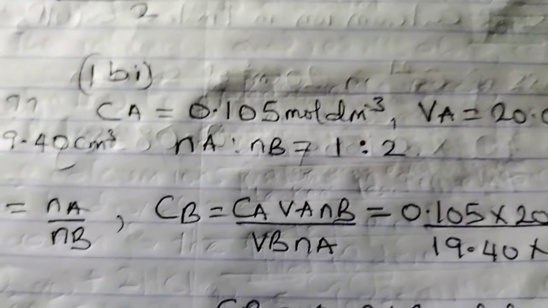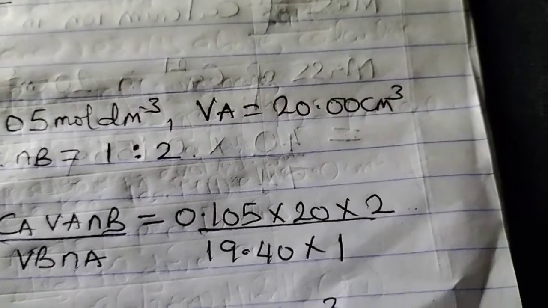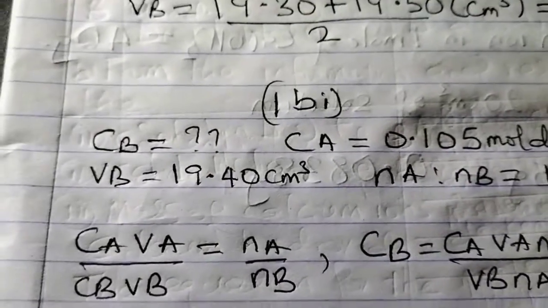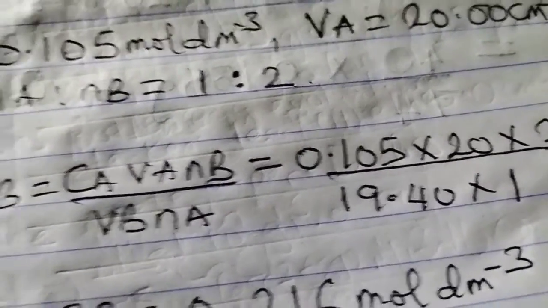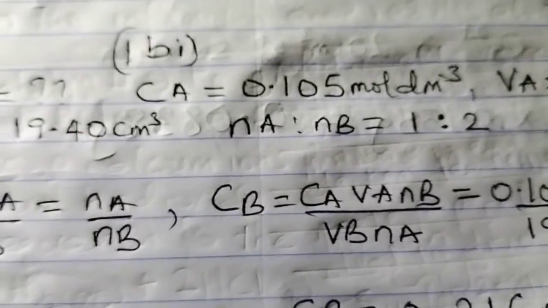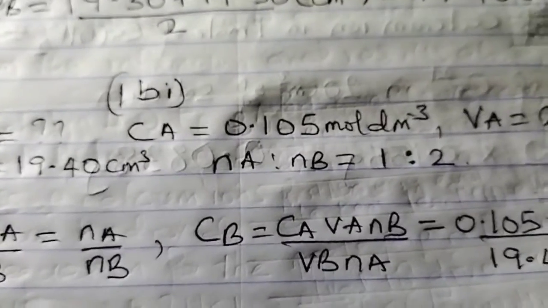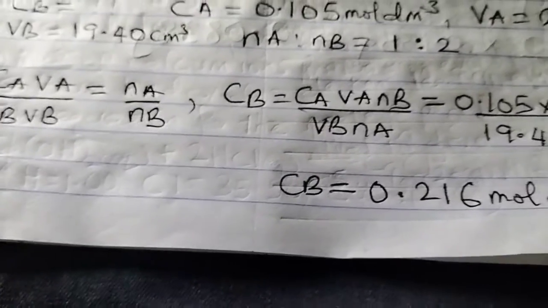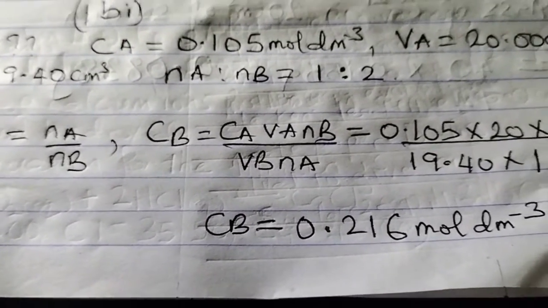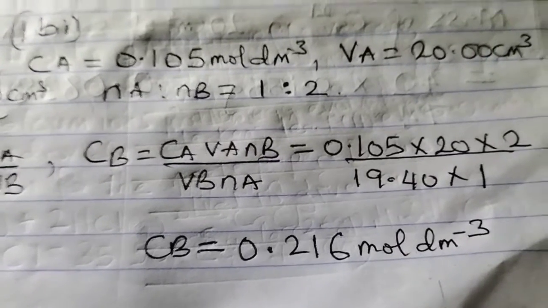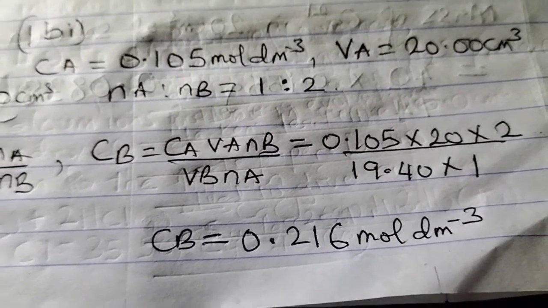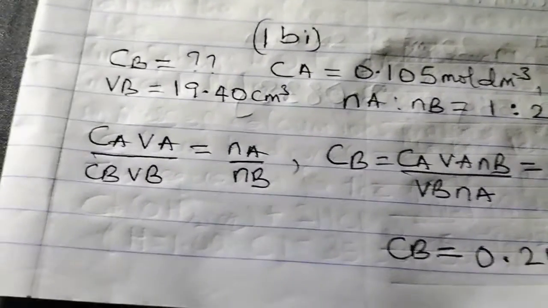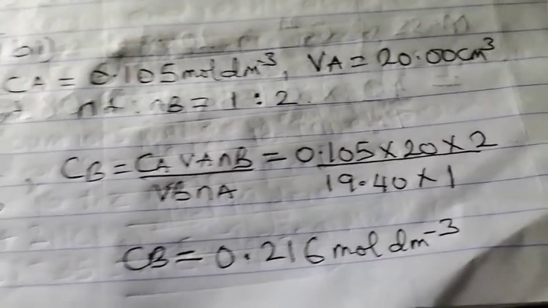Then the value of our NB is 2. We bring it down there. The value of our VB is 19.40. We substitute for it. The value of our NA is 1. Look at it here. We'll now bring it down. And then solving this out, our CB becomes 0.216 mole per dm cube, to 3 significant figures. We go to question 1B. You can see the solution.